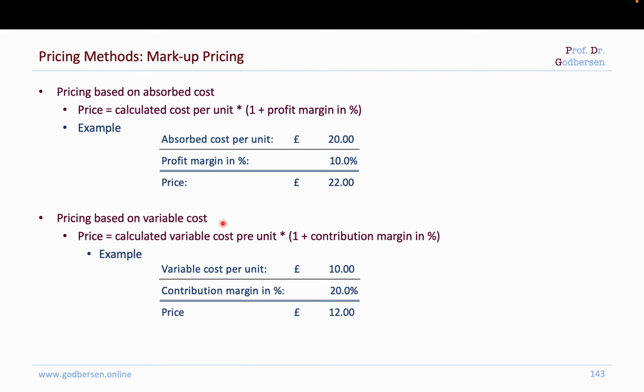If we base our pricing on variable cost, we leave the fixed cost out, because quite often we do not know how much we are selling and how we can distribute the fixed cost onto our products. So we look at the contribution margin. Then our price equals the variable cost per unit times 1 plus the contribution margin in percent. Again, an example. Let's assume our variable costs are £10. We want to have a contribution margin of 20%. 20% of £10 is £2. Then our price would be £12.